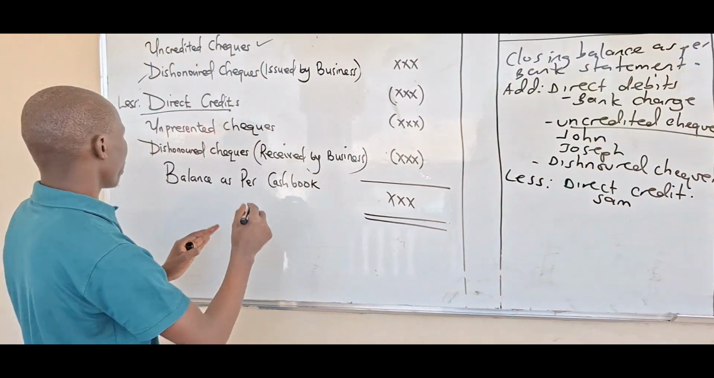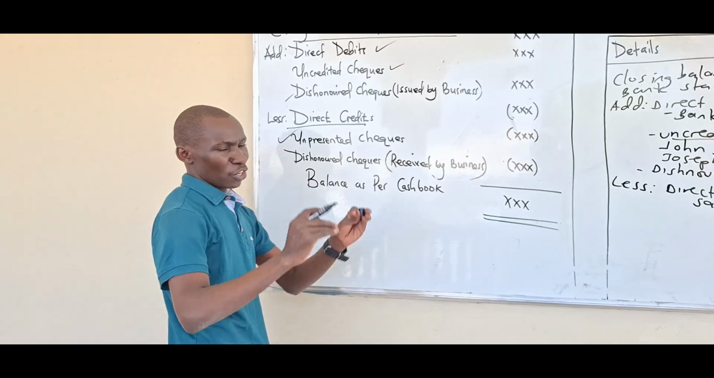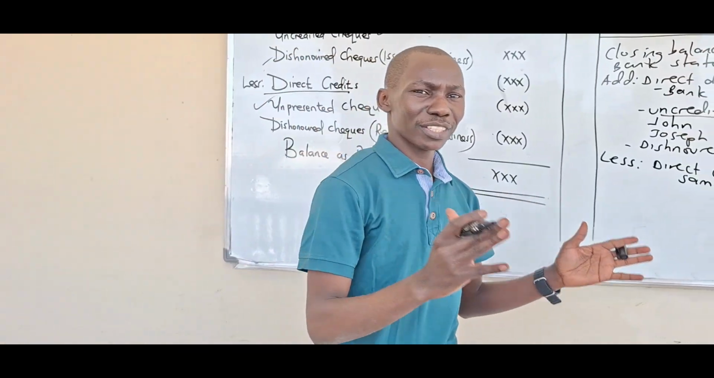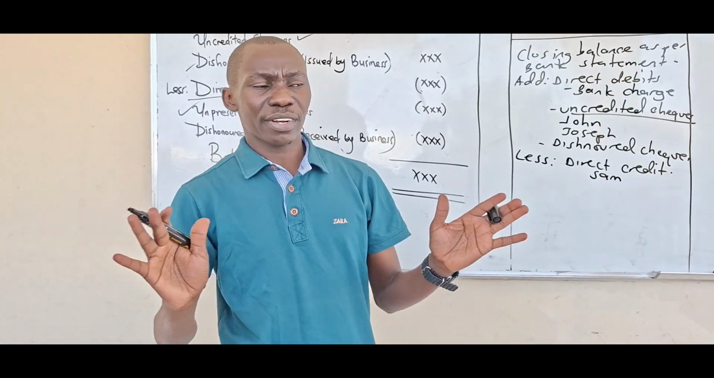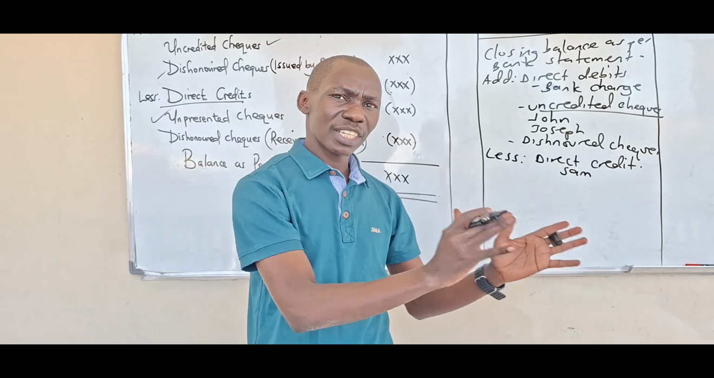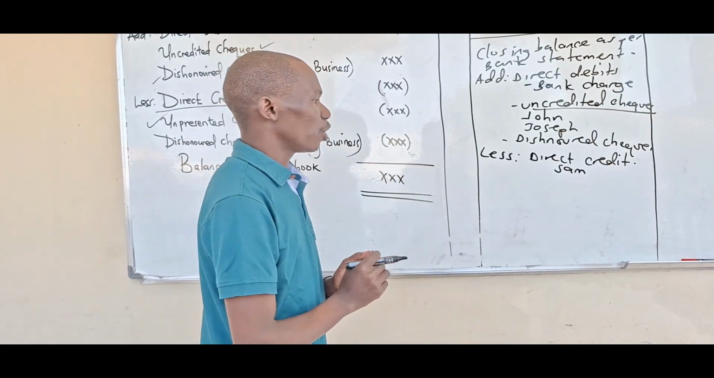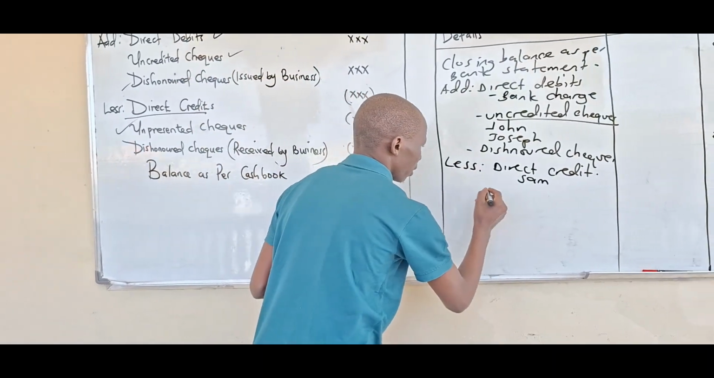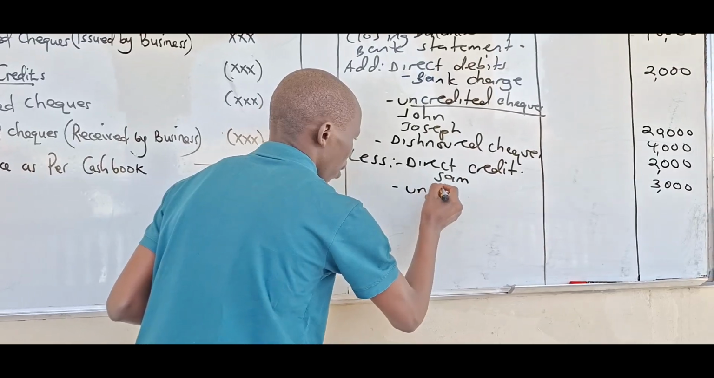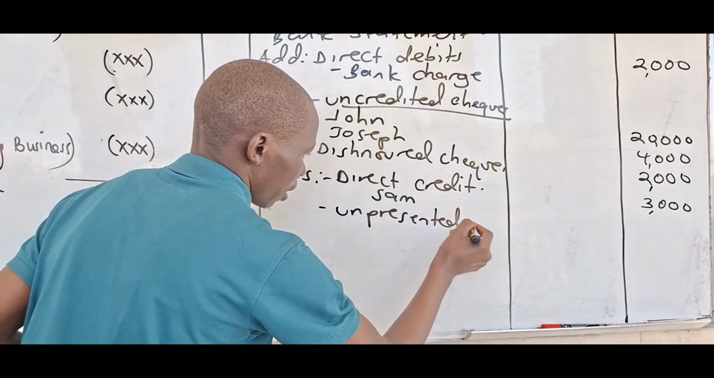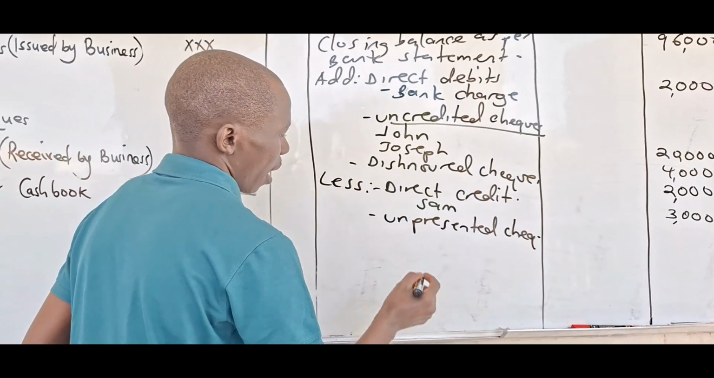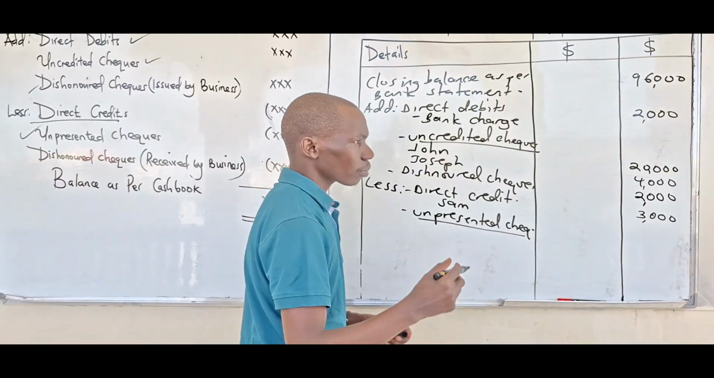Then you bring unpresented checks. You issue the check to the suppliers, to employees, whoever, but this person has not yet presented this check. Please, you go and you subtract this. So we shall list as well unpresented checks.